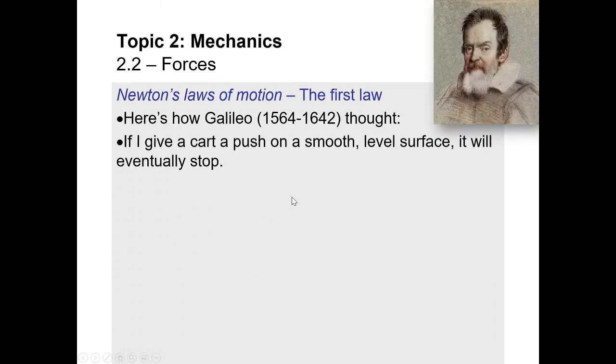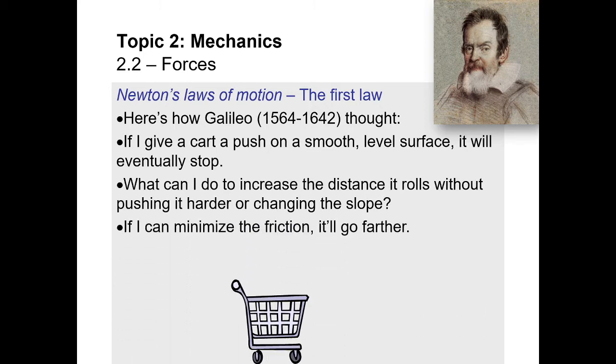So this is what Galileo thought. On the earlier slide, that was Aristotle. Now we're looking at Galileo. And so if you give a cart a push on a smooth level surface, it will eventually stop. And sure enough, if you do that, that's exactly what you're going to observe. So it made sense at the time, like I said earlier.